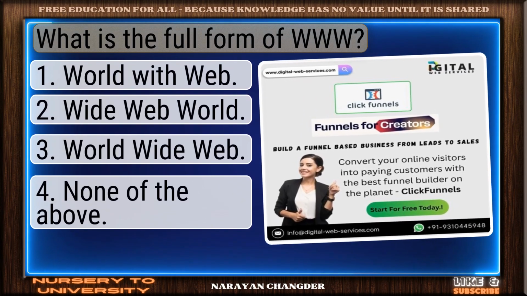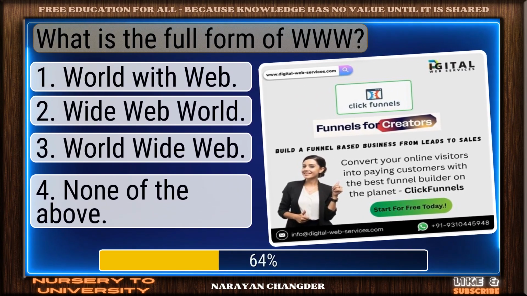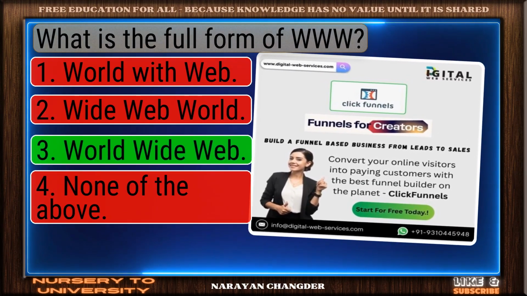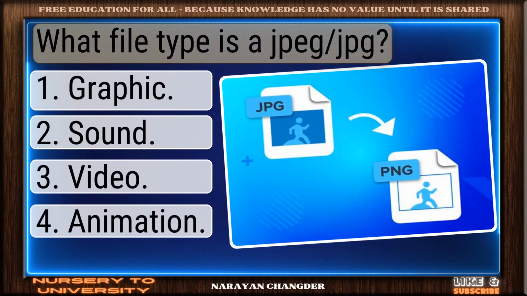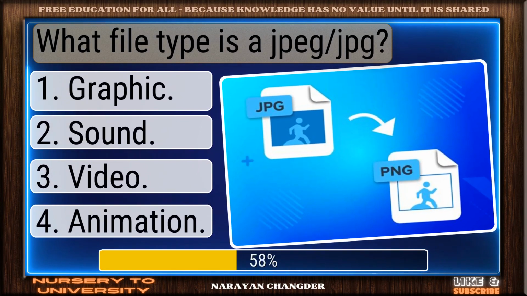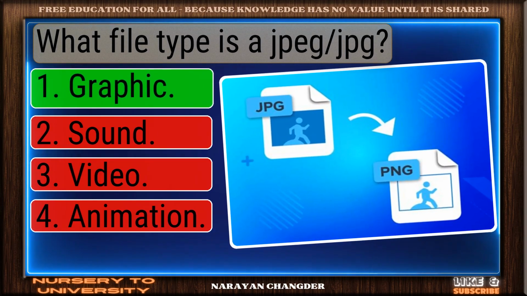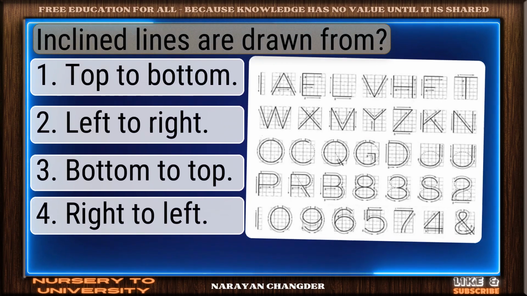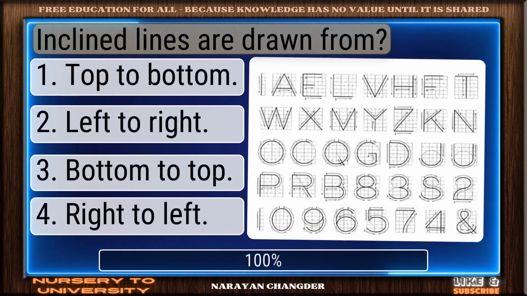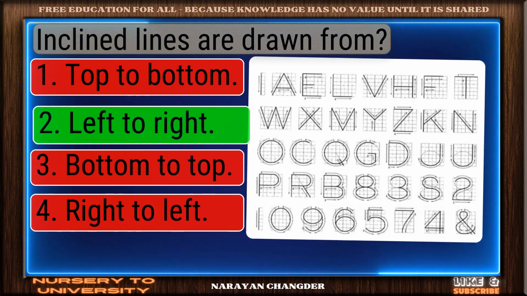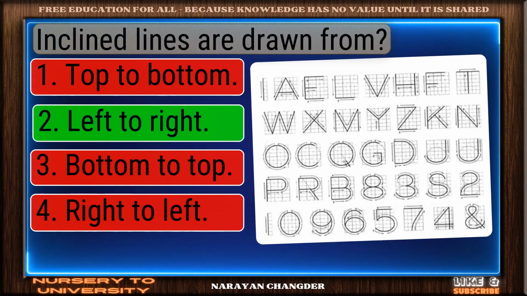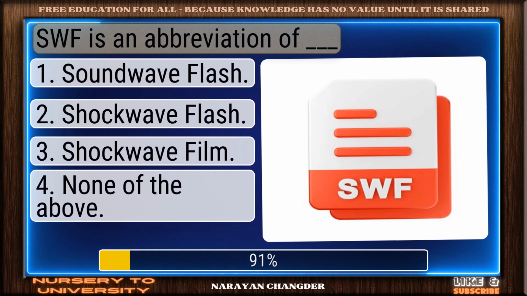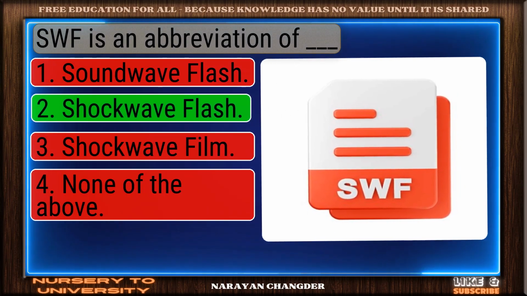What is the full form of WWW? Correct response. World Wide Web is accurate. What file type is a JPG? Solid response. Graphic is valid. Inclined lines are drawn from. Smart move. Left to right is accurate answer. SWF is an abbreviation of dash. Smart pick. Shockwave Flash is correct.